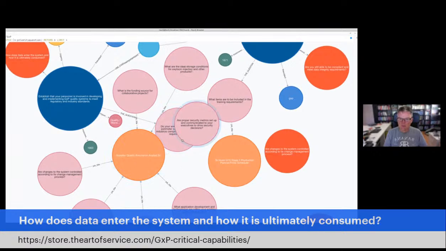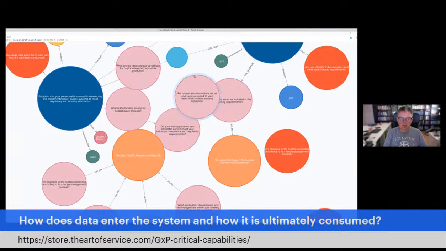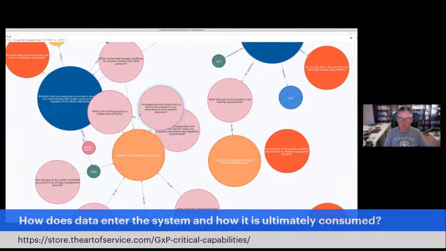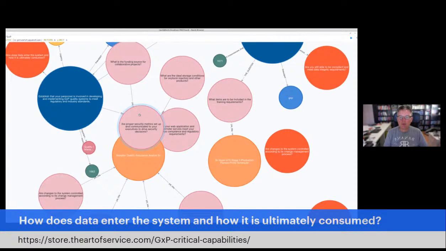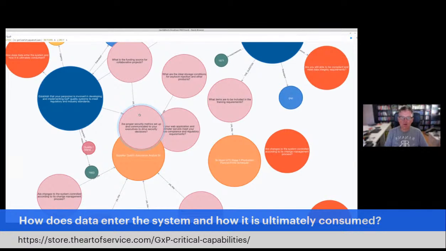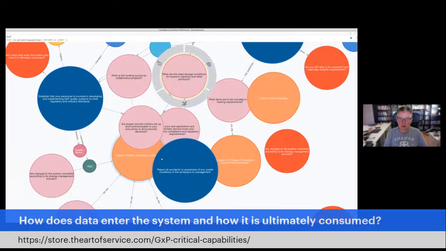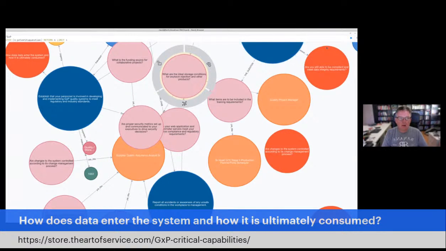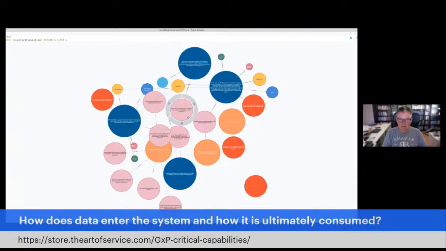Here we go. What is the funding source for collaborative projects? What items? This one: are proper security metrics set up and communicated to your executives to drive security decisions? And oh, look at this. What are the ideal storage conditions for oxytocin injection and other products? As you can see, medical, that's where GXP comes into play a lot as well. So we have these types of control questions in there, and it's being asked to supplier quality assurance analyst senior. Very detailed and very helpful to figure out what you actually need to be covering here.